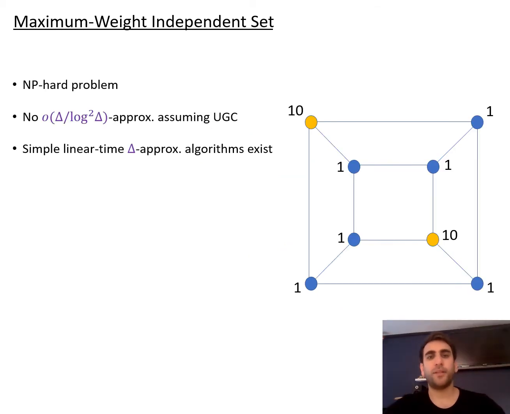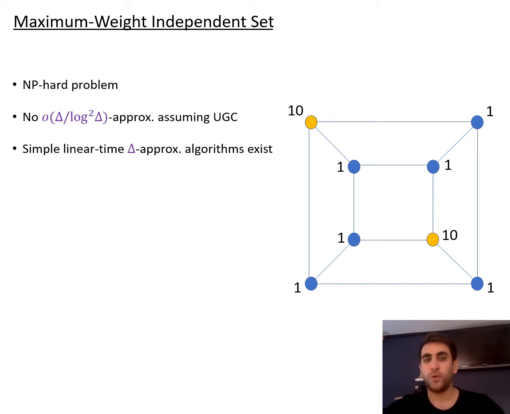The maximum weight independent set problem is known to be one of the most fundamental problems in graph theory. And in the sequential setting, it's known to be an NP-hard problem. And even finding an approximation better than delta over log squared delta is hard, assuming the unique games conjecture, where delta is the maximum degree of a node in the graph. So throughout the talk, I'm going to denote by delta the maximum degree of the input graph.